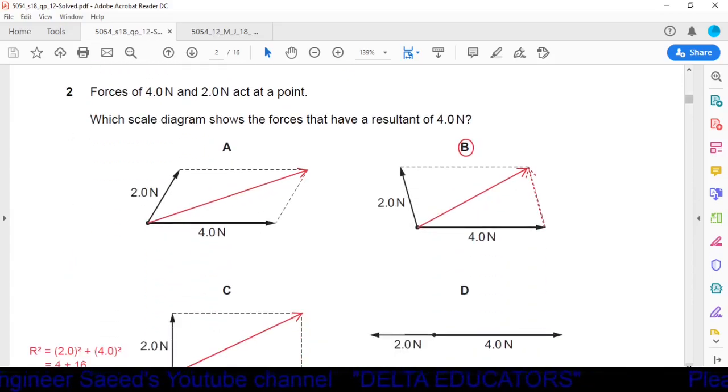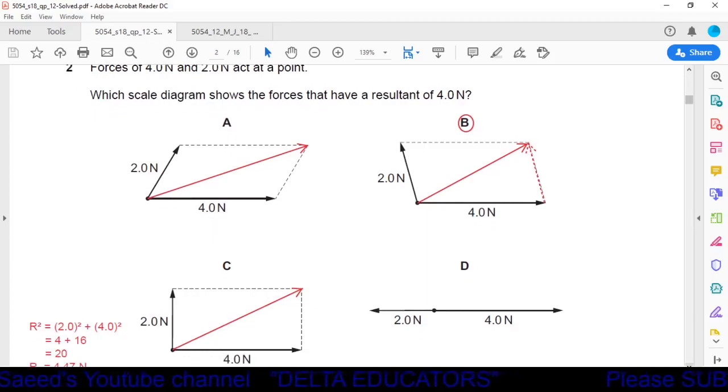Question number 2. Forces of 4 Newton and 2 Newton act at a point. Which scale diagram shows the forces that have a resultant of 4 Newton? Here we have to find where the resultant is equal to 4 Newton. First we check option D. In option D, on the right hand side there is a force of 4 Newton and on the left hand side there is a force of 2 Newton. So what will be the resultant here? The resultant will be 2 Newton in the direction of east, or 2 Newton towards the right. So option D is not possible because the resultant force should be 4 Newton and here it is 2 Newton.